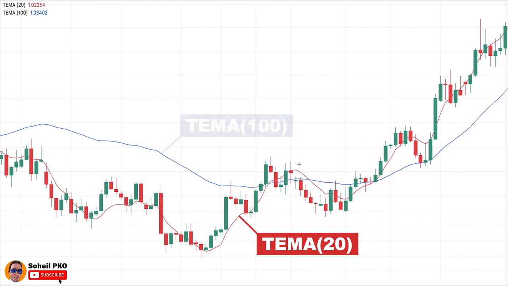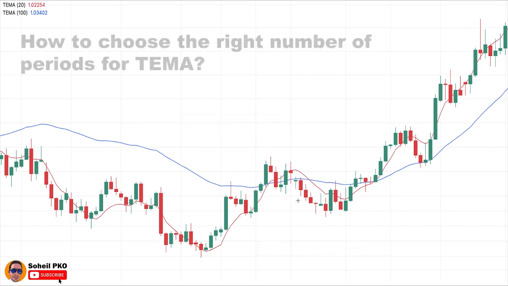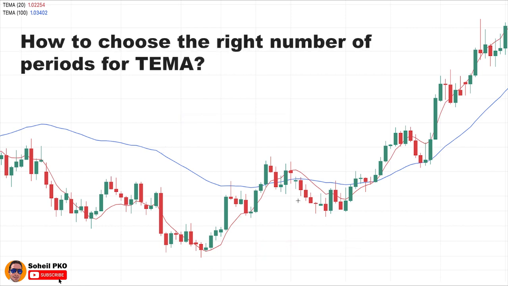you can see. But a TEMA with length of 100 is far from the price and it is moving very slowly and responding to the price changes very late, because here in TEMA with length of 100, much more data from the past is included in the calculation, and this makes it move and respond to the price changes very late. Now you may wonder how you must choose the right number of periods for TEMA.